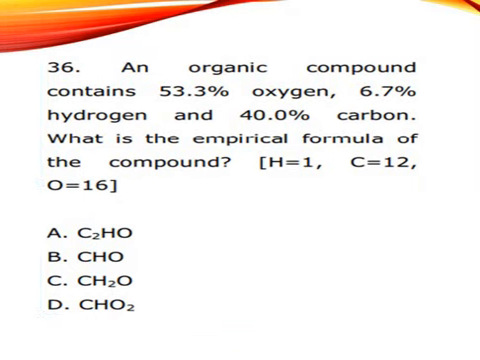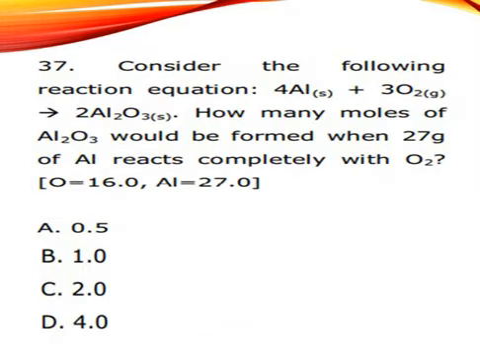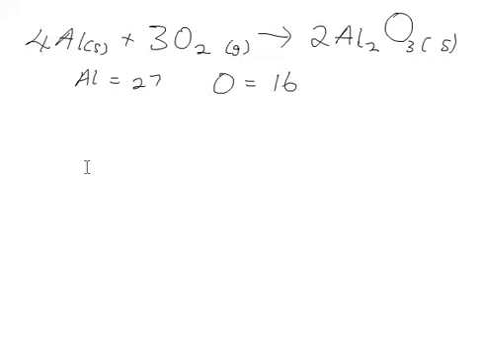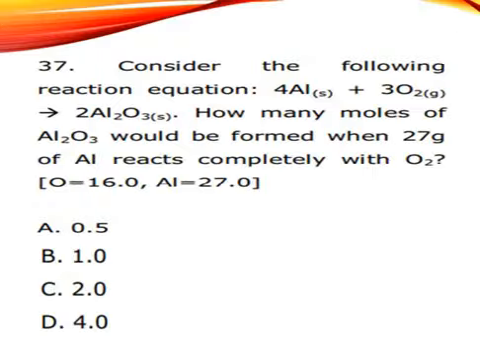Then question 37 says, consider the following reaction. We have aluminium in solid form reacting with oxygen in gaseous form to give aluminium oxide. So how many moles of aluminium oxide will be formed when 27 grams of aluminium react completely with oxygen? So this is the data given to you. What you're going to do is, you can see from the question, we asked how many moles of aluminium oxide will be formed when 27 grams of aluminium reacts completely with oxygen. So your compounds of interest will be aluminium and the aluminium oxide.